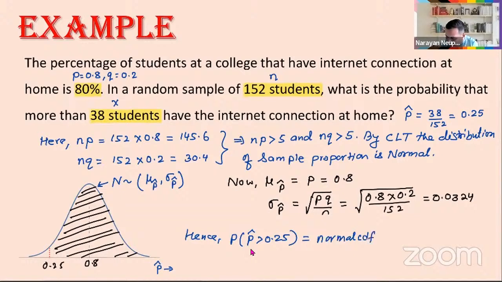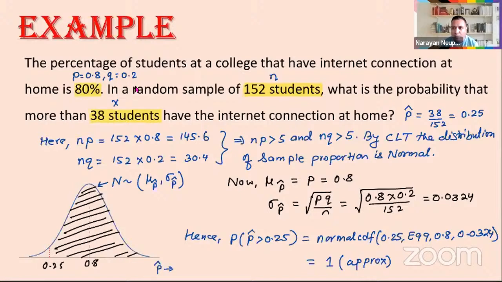Normal CDF, lower boundary 0.25, upper boundary we go to infinity, E99, mean 0.8, standard deviation 0.0324. So if we simplify this in our calculator, you can check it. This value is approximately 1, because it is almost the total area. So if you go to several decimals, then you should see 0.999. Otherwise, it is approximately 1. So that is the first example for today.